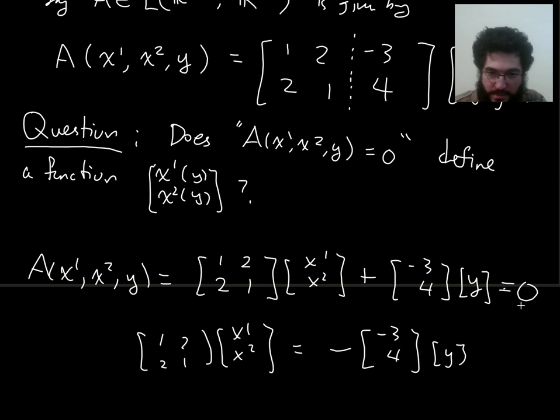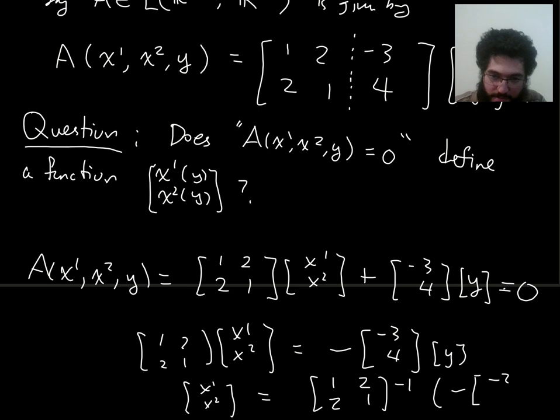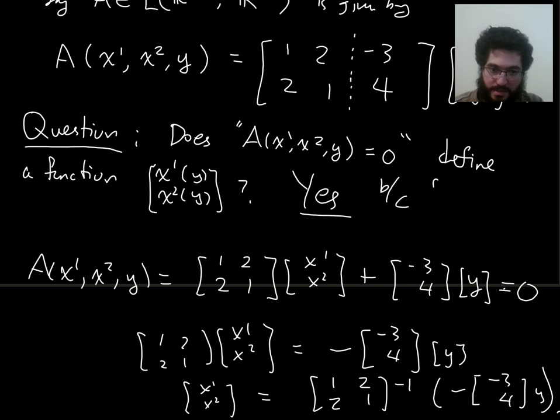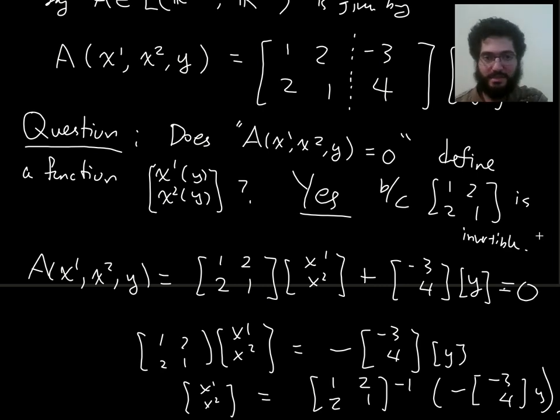First, let me just move that to the other side and then apply the inverse of this matrix. Inverse times whatever we had here. So the answer is yes, because when you cut this matrix and take this part, that part is invertible. So that's going to be the idea of the linear version of the implicit function theorem.